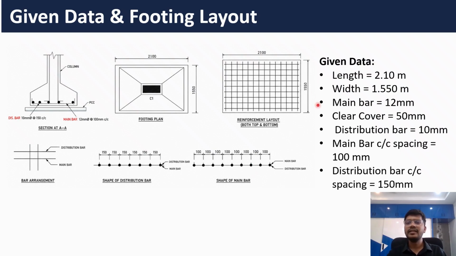So this is the given data which is available with us to calculate the cutting length and prepare BBS for footing reinforcement. The length of the footing is 2.1 meter and width of the footing is 1.55 meter. Main bar diameter is 12 mm and the clear cover is 50 mm. Distribution bar diameter is 10 mm. Main bar center to center spacing is 100 mm and distribution bar center to center spacing is 150 mm.